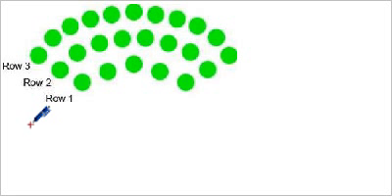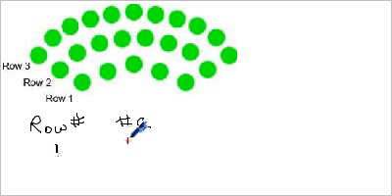So here I've got the row number, and then I've got the number of chairs. In row number 1, I have 5 chairs. Row number 2, there are 8. In row number 3, there are 11.